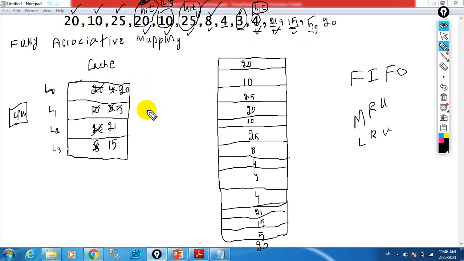So this is the technique of using the least recently used and FIFO algorithm for the replacement. So these were the two techniques, okay? So inshallah in the next video session we will discuss the internal main memory.